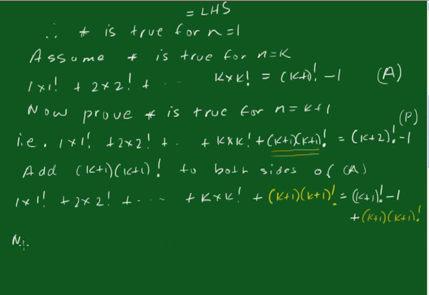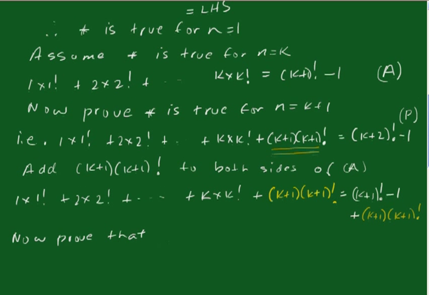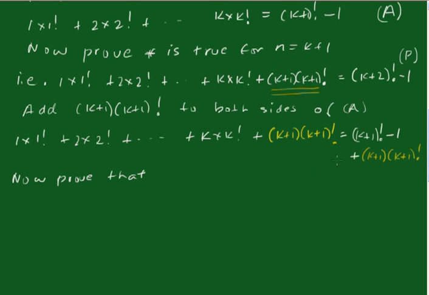So therefore, I'll prove that, and this is the only real bit of algebra you have to do, that this statement here, (k plus 1) factorial minus 1 plus (k plus 1) times (k plus 1) factorial is equal to (k plus 2) factorial minus 1. So that must equal that for this statement P to be true. So look at the left-hand side. So the left-hand side equals, and I'll write this out again.